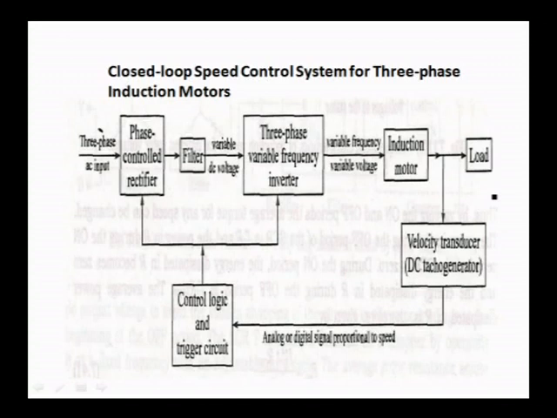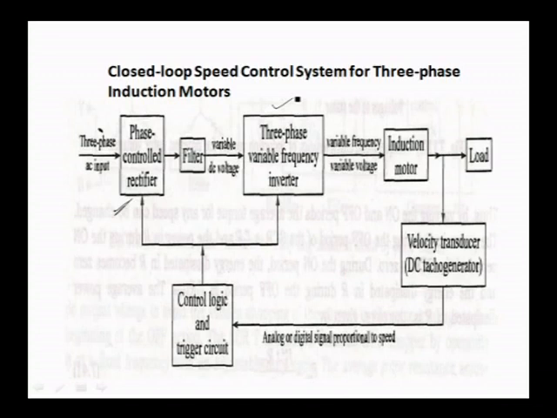Now let us take up the speed control of a 3-phase induction motor, with a closed loop control system. We have already seen what a closed loop control system is, like the scheme we studied for a DC motor. The 3-phase induction motor scheme is similar. Again we are using a phase control rectifier, whose output is fed to a filter to get a smooth DC voltage. Again we are using an inverter to get a variable frequency.